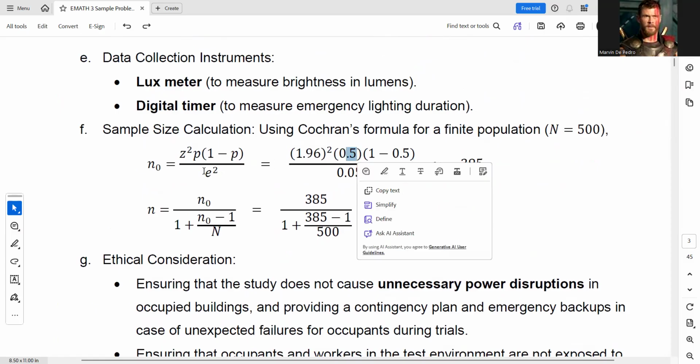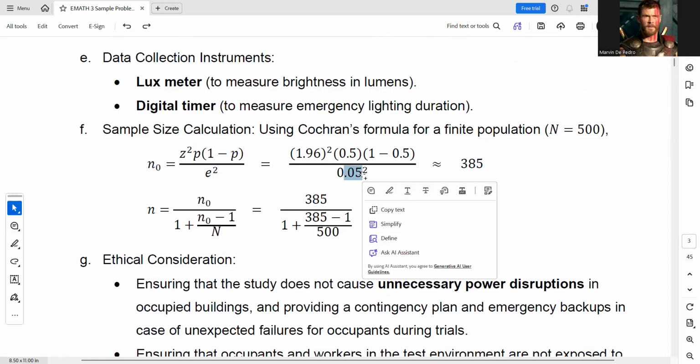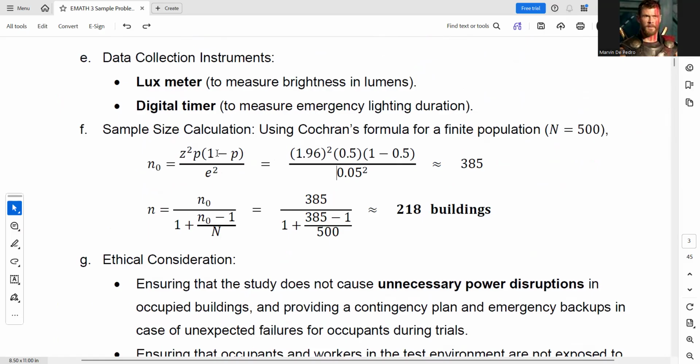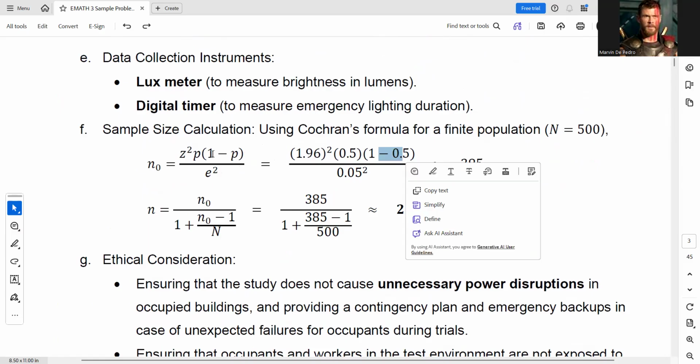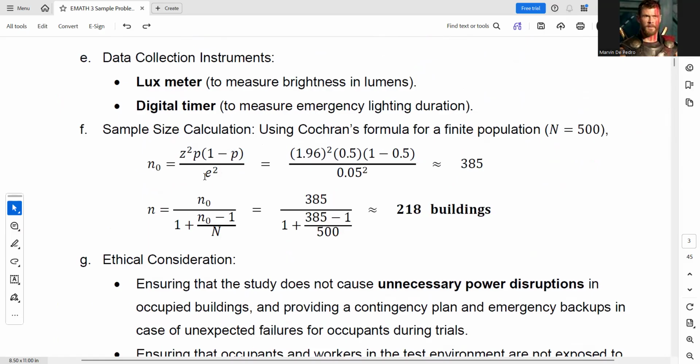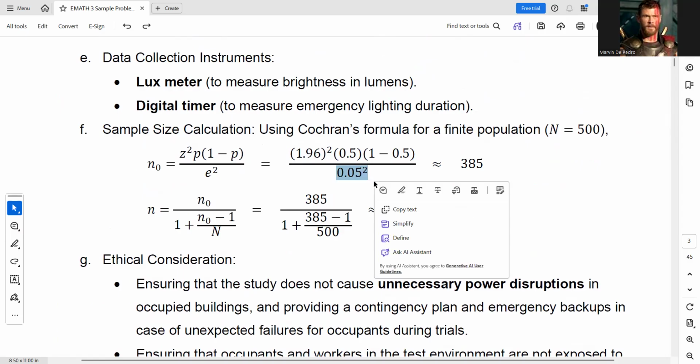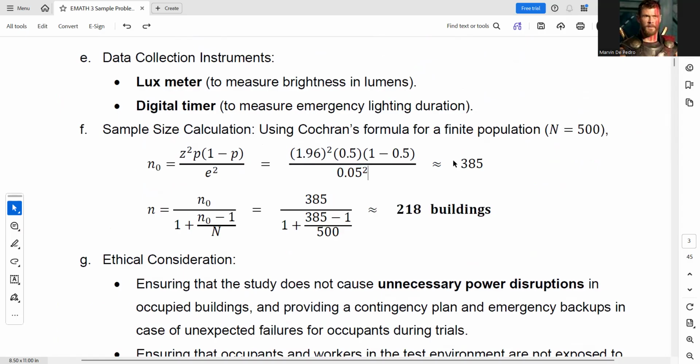And the E is our margin of error, 0.05. Okay, so we have the variability of 0.5 and then the 1 minus 0.5 is this one, right? And then we have the E. So we basically substitute. And if you compute that, we come up with this number, rounded up. So we round up whatever the computed value is. And in this case, it's 385.